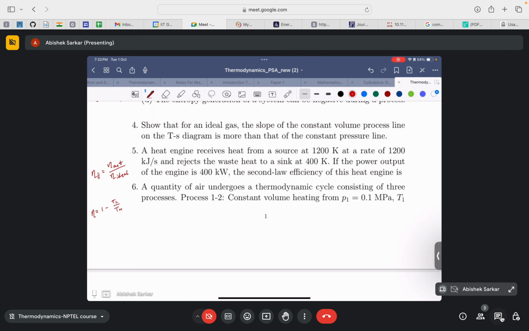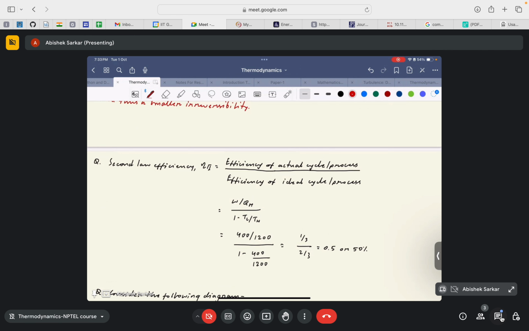Yeah, exactly. So here we can take the net work done. The efficiency of any heat engine will be given by the net work done by the net heat input. So it will be W by QH over 1 minus TL by TH, which is the efficiency of a Carnot engine operating between the same temperatures of the source and the sink.